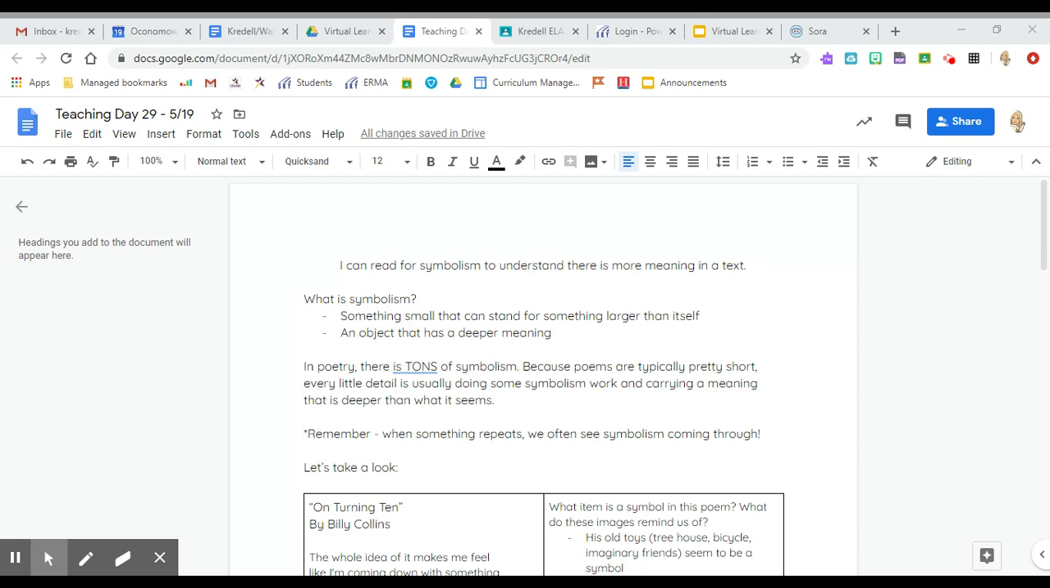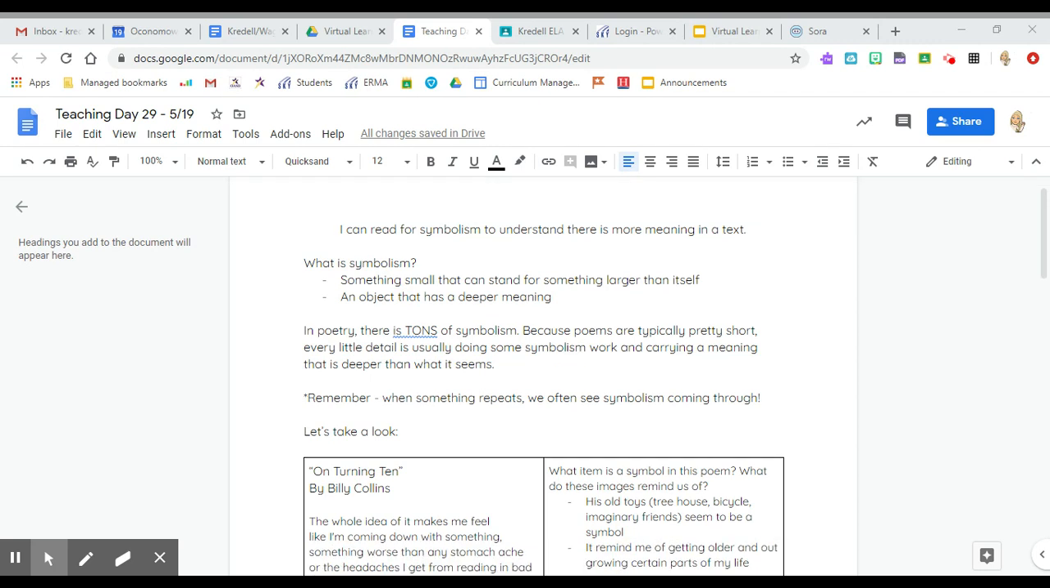Our I can statement today is: I can read for symbolism to understand there is more meaning in a text. Symbolism is something we have come back to time and time again. You guys are experts at this. So just a quick review, what is symbolism? Your curriculum says it's something small that can stand for something larger than itself. We, as different classes, all came up with the definition that it's an object that has a deeper meaning, right? It's an object that looks like one thing, but deeper down represents another.